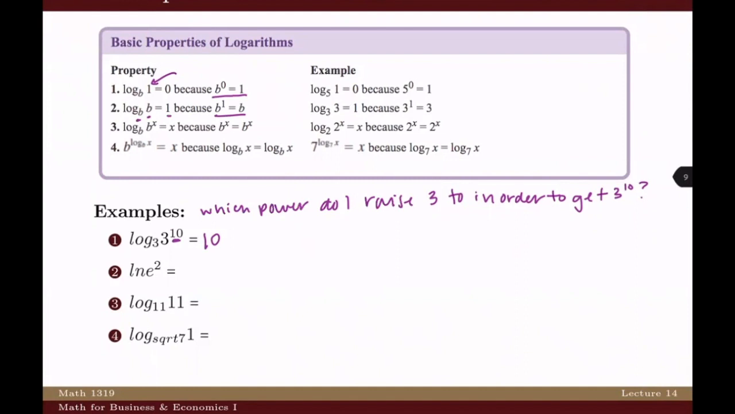Next, we're going to look at the natural log of e squared. Now, the natural log is base e, if you didn't know that. The natural log is base e always. So ln of e squared is just asking you which power do you raise e to get e squared, which is just 2, right?